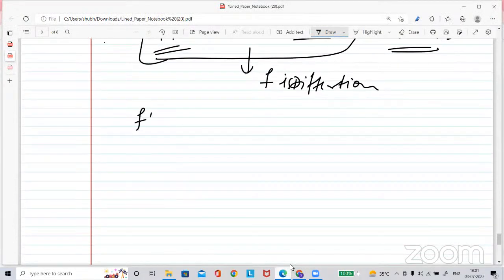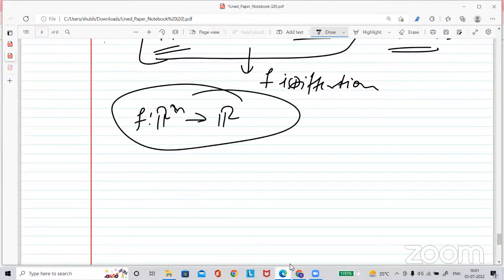So suppose you have a function from Rn to R, a scalar valued function. So gradient, this is called the gradient of f. This symbol is called nabla. So this is called nabla.